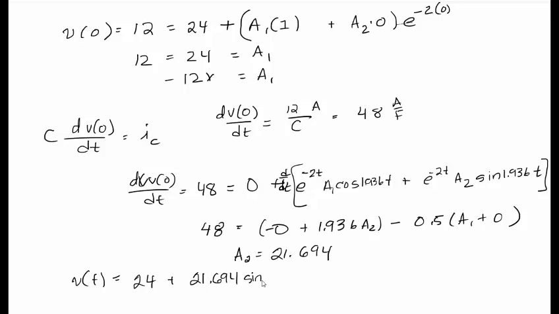Oh, sine. I almost want to not write it. Okay, sine 1.936t minus 12 cosine 1.936t and e to the minus 2t. So that's the complete solution.